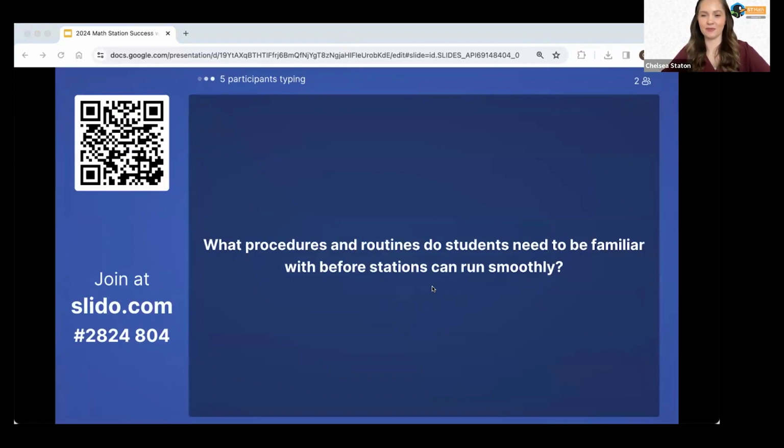I'm gonna give you a second because it says people are typing. Feel free to type in the chat as well if that is easier.